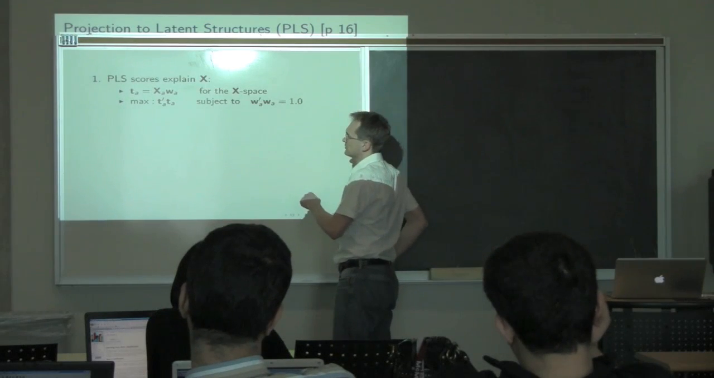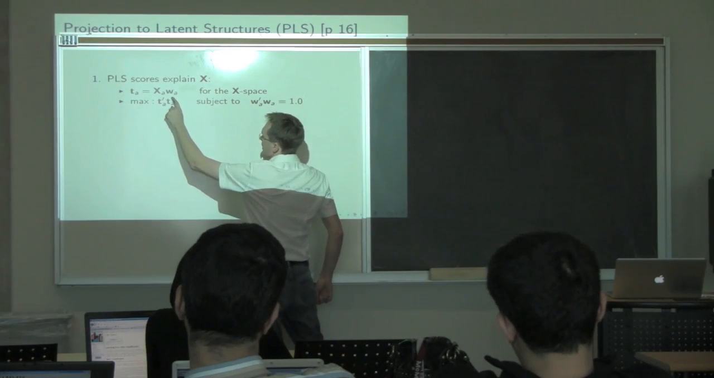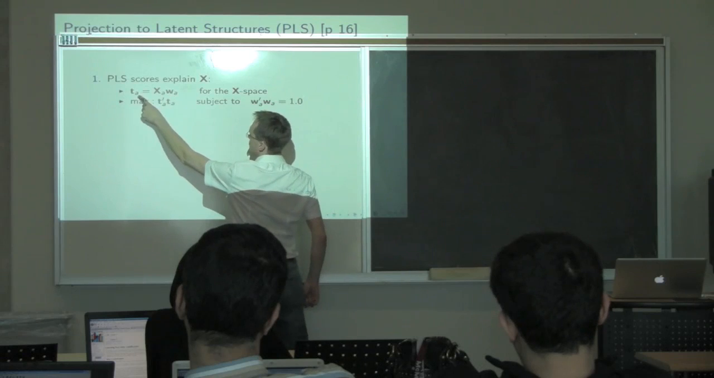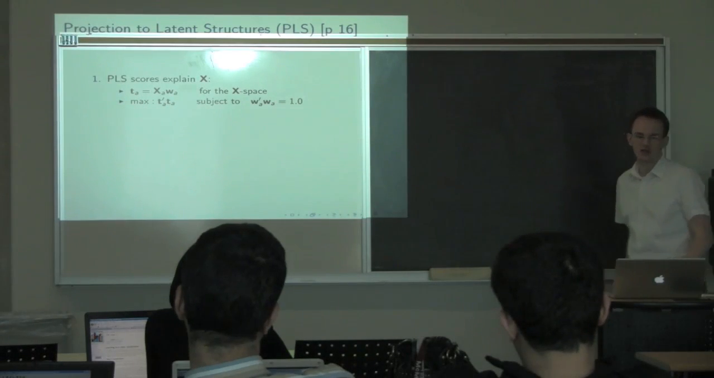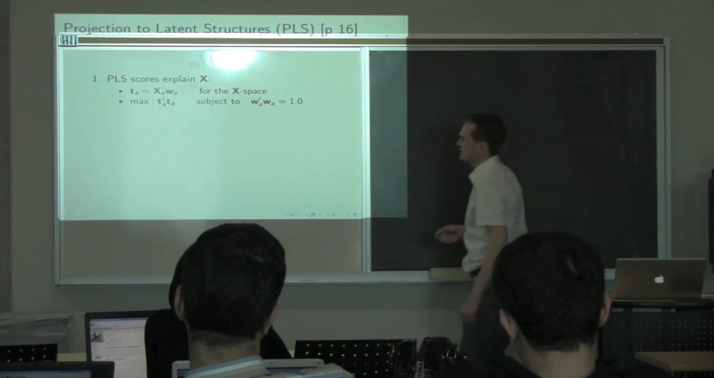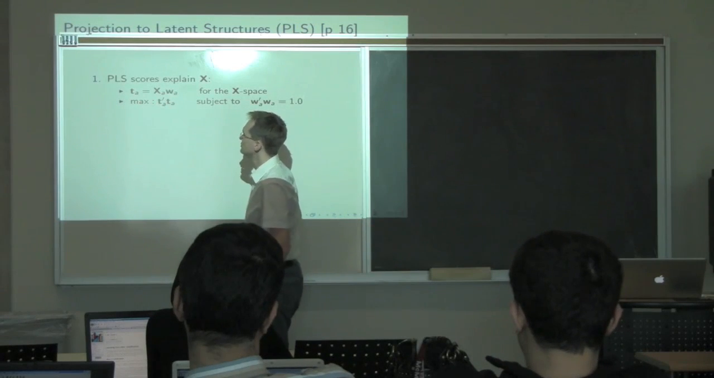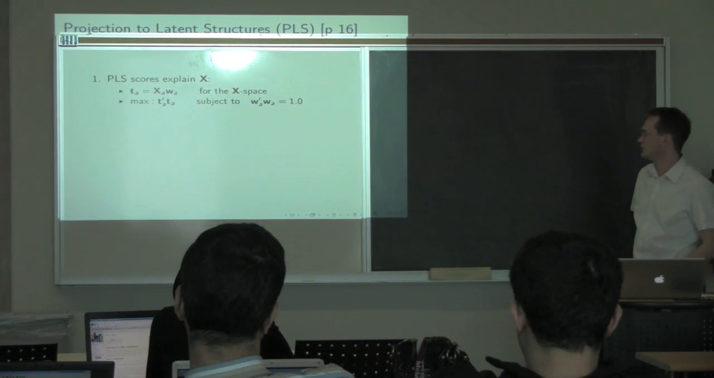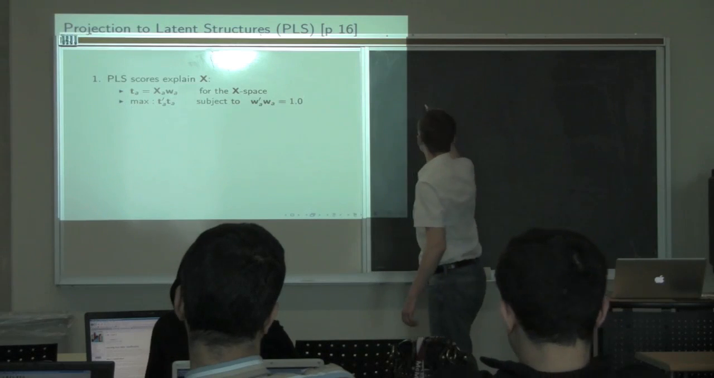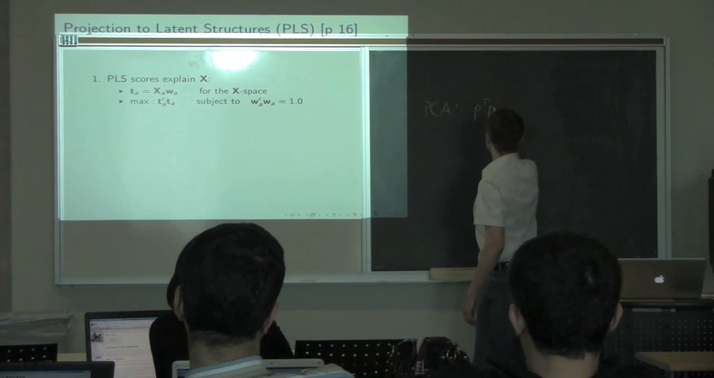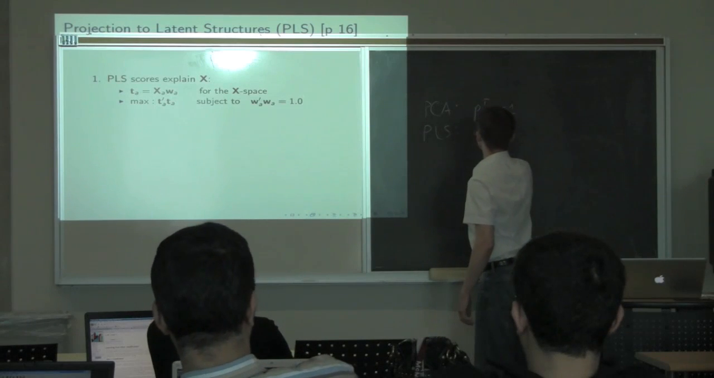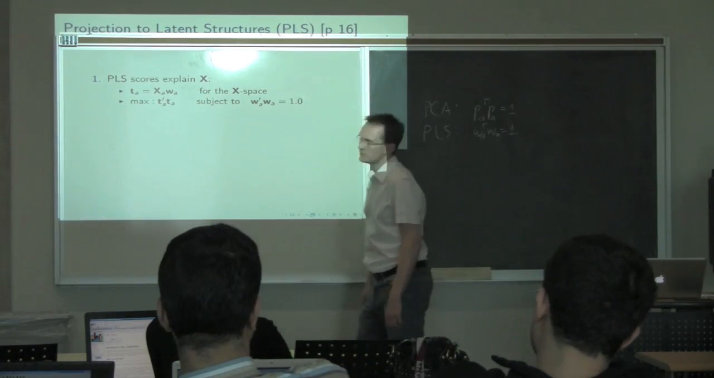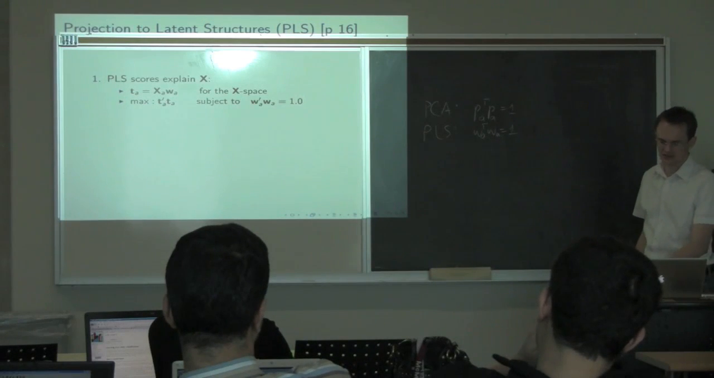When we're explaining the X space, we're calculating new scores, T. In PCA, we used a P matrix to calculate the scores. But in PLS, we'll replace that and we'll call them Ws. So those Ws define how we combine the columns in X. We're combining columns in X to calculate those scores. So it's a linear combination of the X's given by the coefficients inside the vector W. In PCA, we had P transpose P equal to 1. In PLS, we have W transpose W equal to 1 for the A-th component. So we're maximizing an objective, T transpose T, which corresponds to explaining the X space.